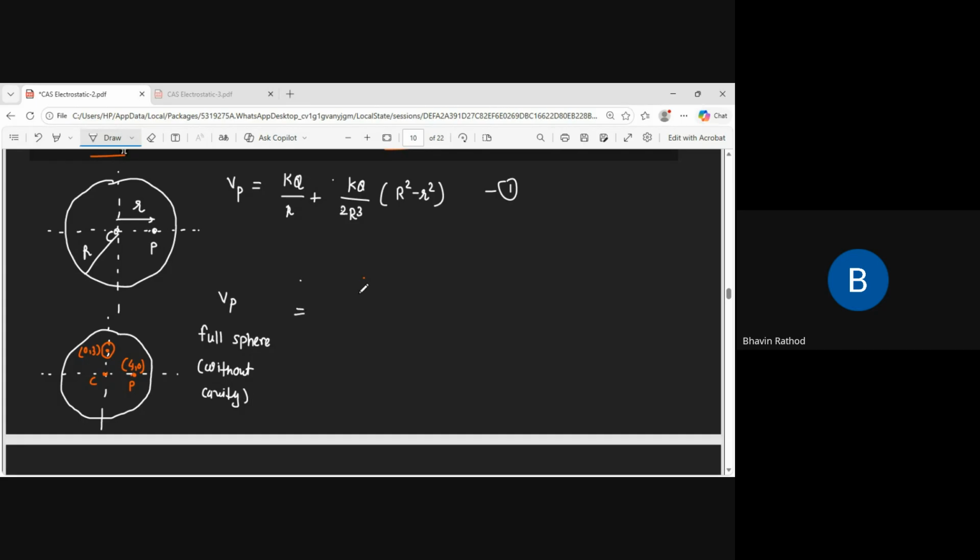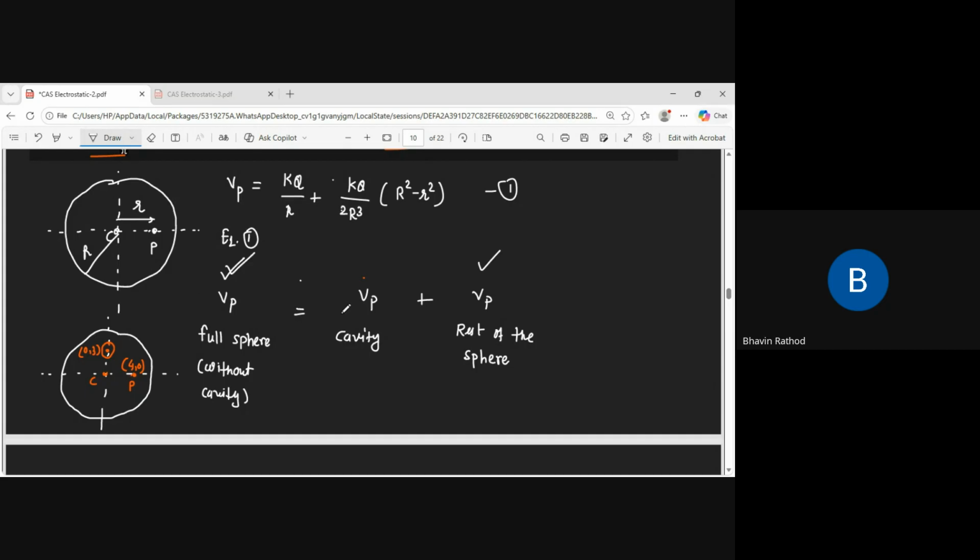Potential at P is equal to potential at P because of the cavity plus potential at P due to the rest of the sphere. So this is what we want to find out. Now, this term over here, we will find out using equation 1. You can see that we are given everything in that equation. So this we can find out.